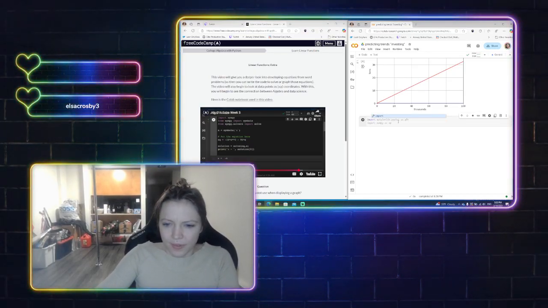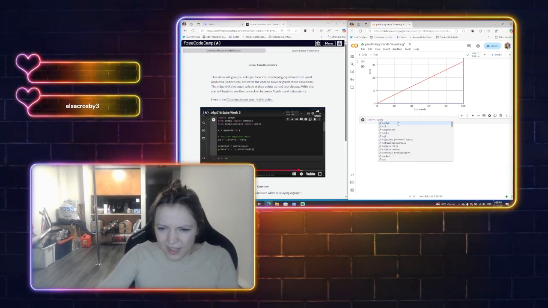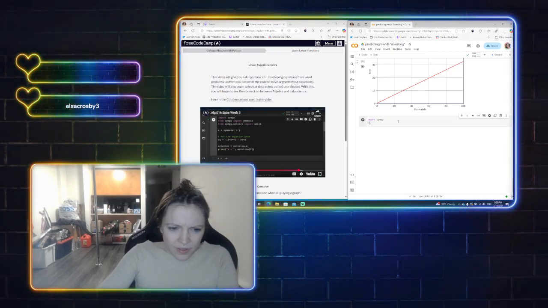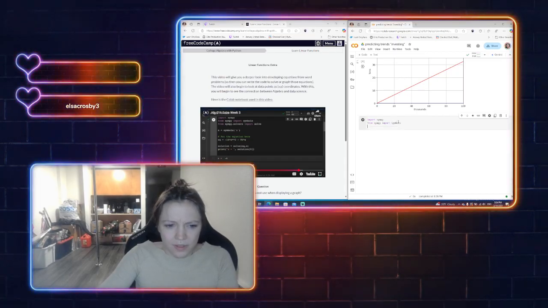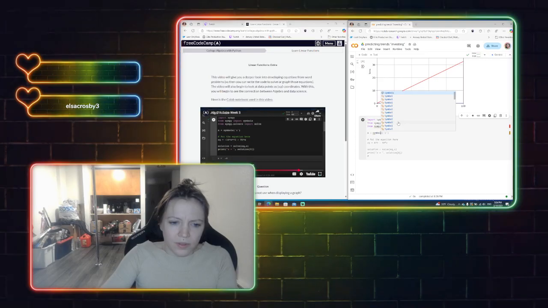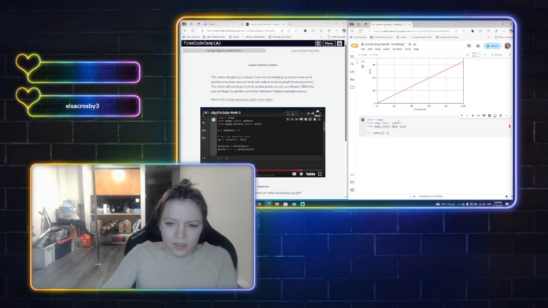Import SymPy. From SymPy, import symbols. From sympy.solvers, import solve. Okay, and then he says that the symbols x will look like this.